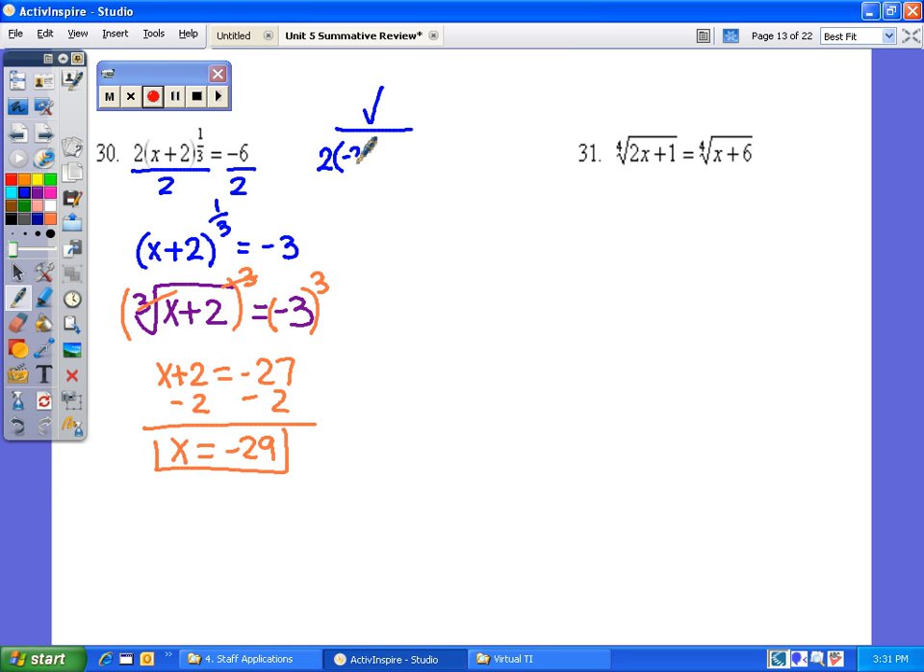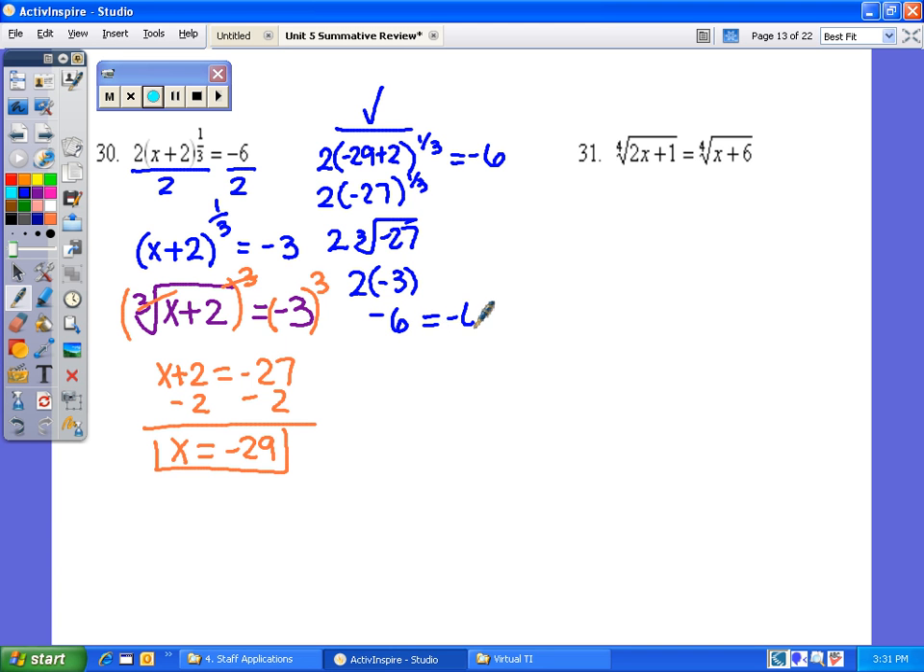So 2 times (-29 + 2) to the 1/3 should equal -6. 2 times (-27) to the 1/3, that's really 2 times the cube root of -27. And that's really 2 times -3, which is -6, which is what we wanted to get all along. Okay, so it checks out. Remember, in a check, never touch the right side. Your goal is that your left side matches your right side.